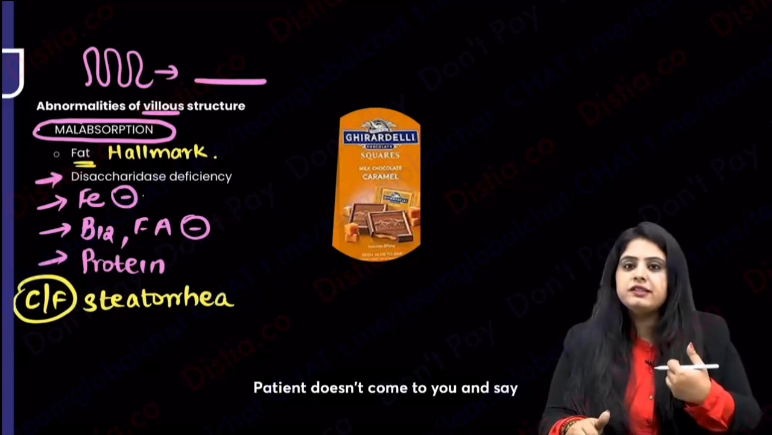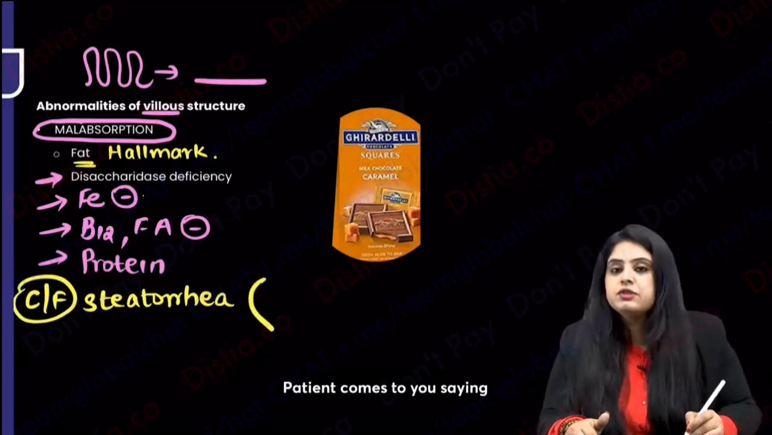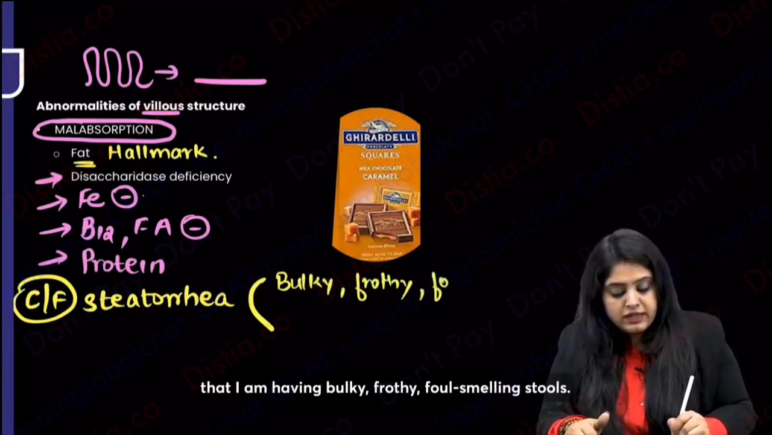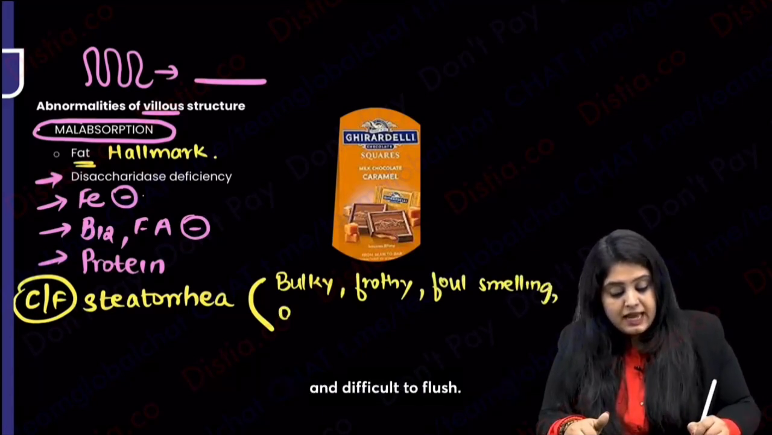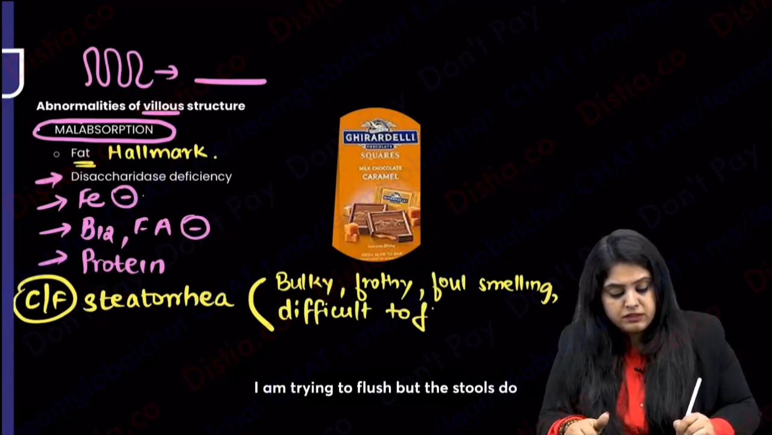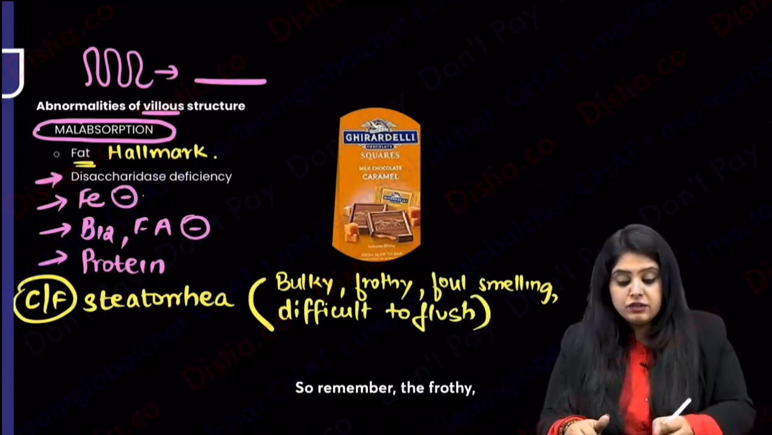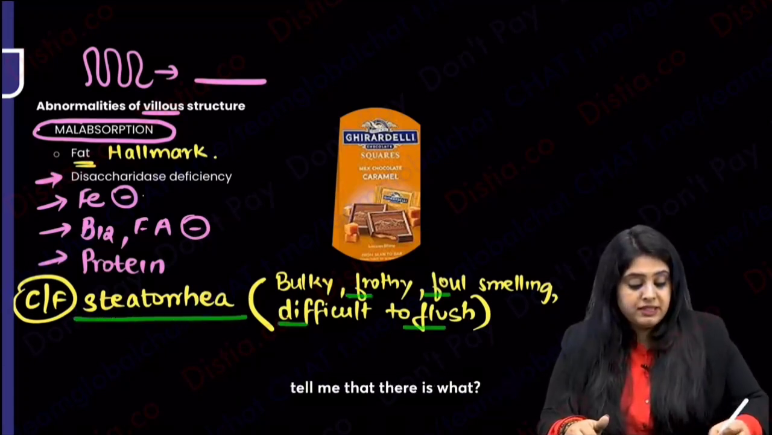The patient doesn't come to you and say that I am passing stools with steatorrhea. No. The patient comes to you saying that I am having bulky, frothy, foul-smelling stools. All the FFF: bulky, frothy, foul-smelling, and difficult to flush. The patient will say that I'm trying to flush, but the stools do not get flushed, or they stick to the pot, they stick to the pan. So remember, the frothy, foul-smelling, difficult to flush stools tell me that there is what?